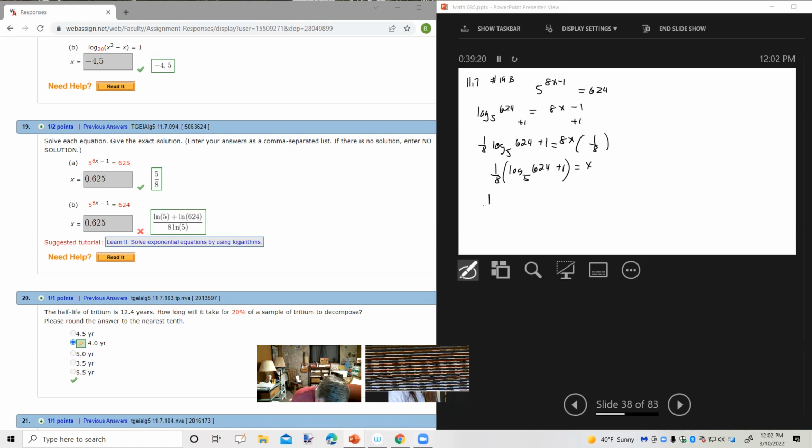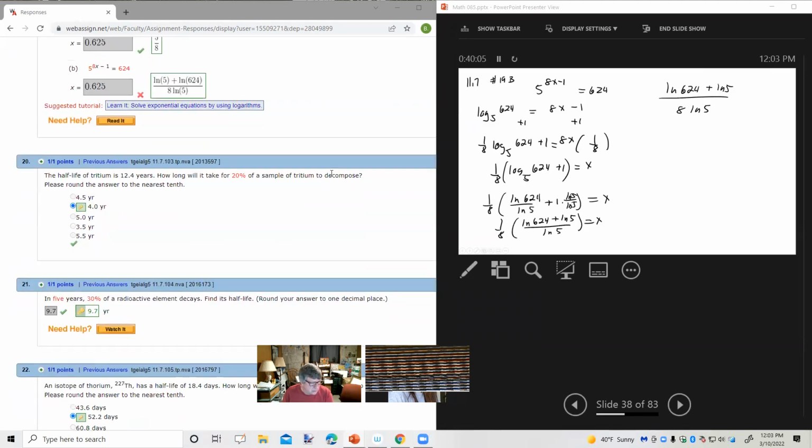So now I'm going to use the change of base. I'm going to get a common denominator. So I'm going to multiply this by the natural log of 5 over the natural log of 5. So I get 1/8 times the natural log of 624 plus the natural log of 5 all over the natural log of 5. Distributing through or multiplying through, you get natural log of 624 plus the natural log of 5 over 8 natural log of 5. Okay, so it's very much like the one I did earlier, but instead of the 8, it was a 12, I believe.